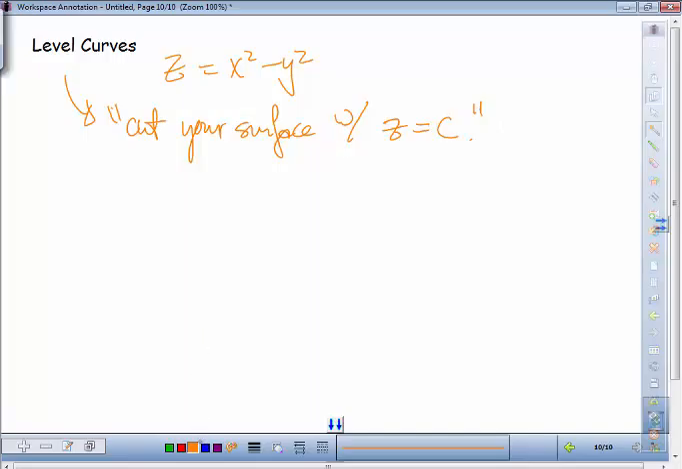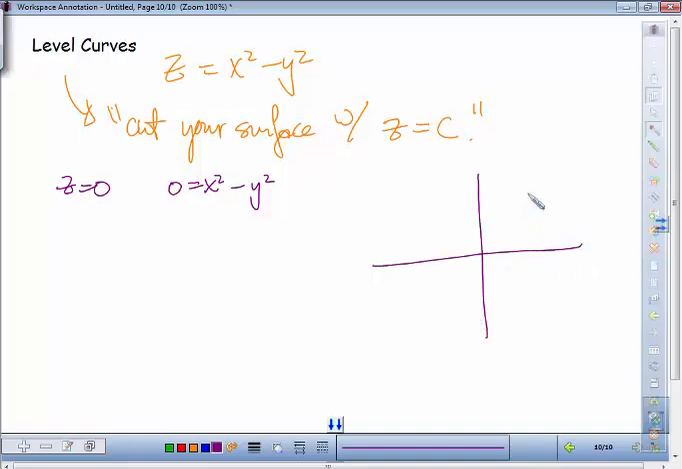So, for example, we've seen these examples before, I think. Z is equal to 0. 0 is equal to x squared minus y squared. And that turns out to just be two lines, right? Z is equal to 0. We get two lines.